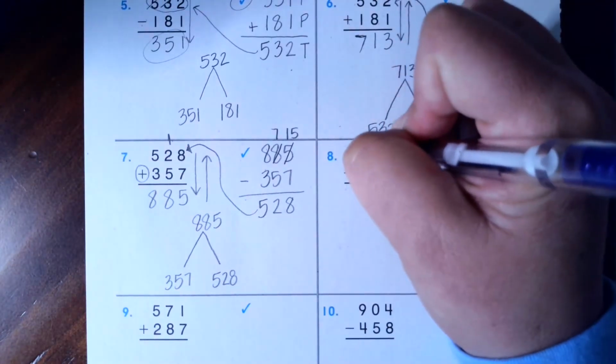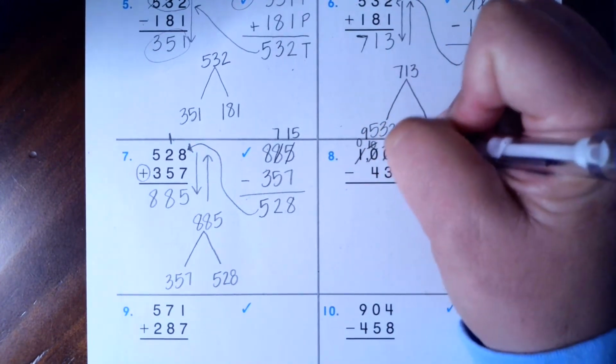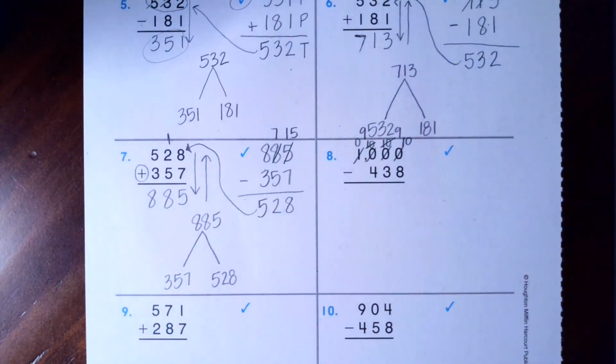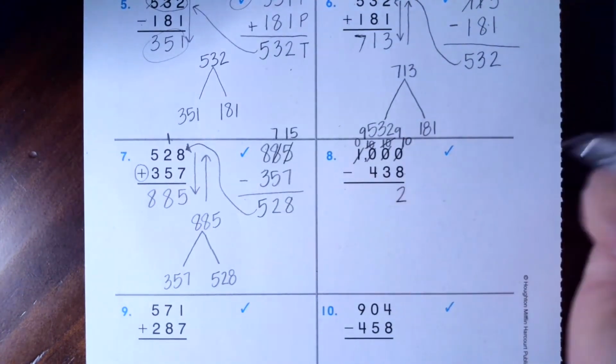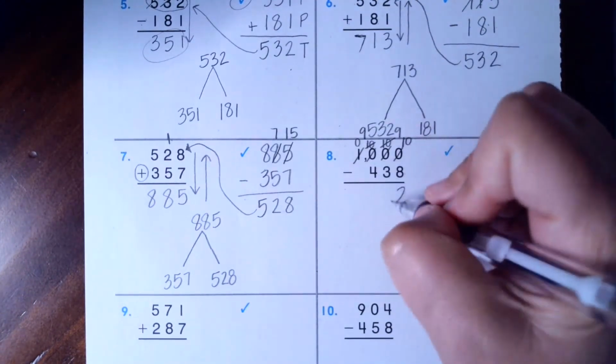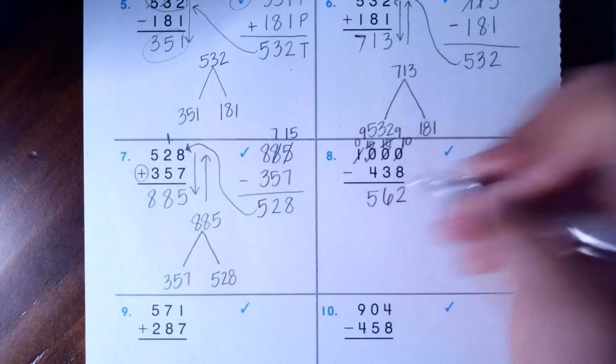I'm going to go for it. So go ahead, do your ungrouping. I'm running out of room. All right, so now I can subtract. 10 minus 8, I get 2. 9 minus 3, I get 6. 9 minus 4, I get 5.